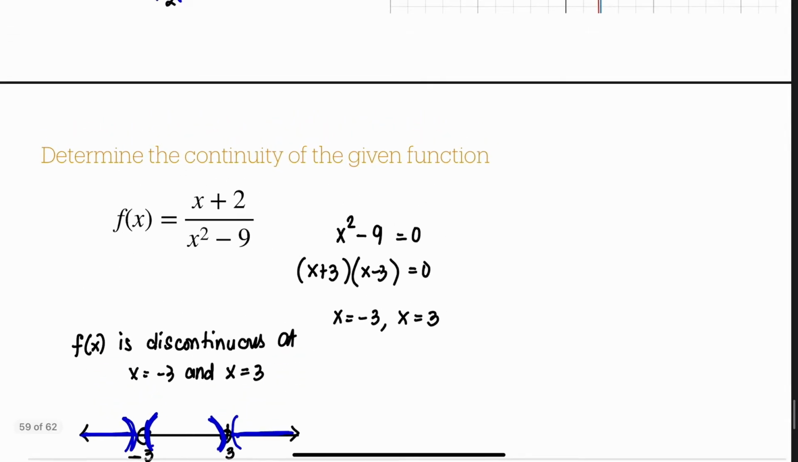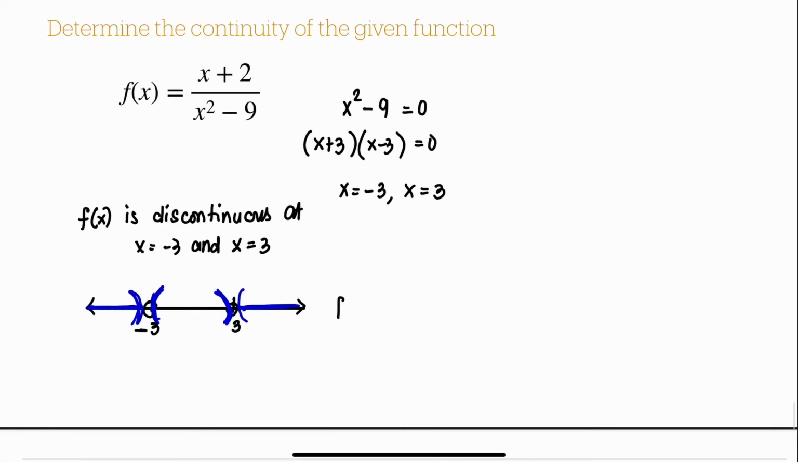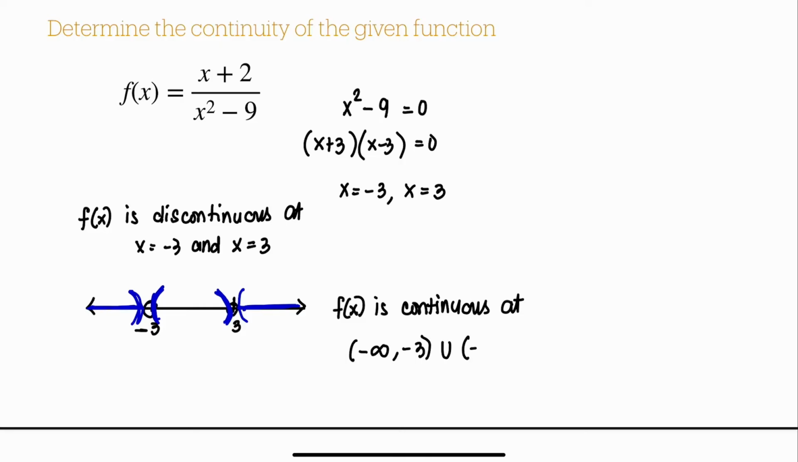So for our interval notation, f of x is continuous at negative infinity to negative 3, union negative 3 to positive 3, union 3 to positive infinity. Because we are not including negative 3 and positive 3, because the function breaks at those points, at those values of x.